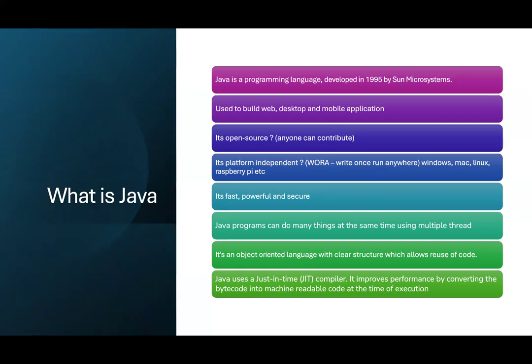This is one of the important things: Java uses a just-in-time compiler, JIT. It improves performance by converting the bytecode into machine readable code at the time of execution. We don't need to write multiple codes for different operating systems. That is because of the JIT compiler. We just need to write, and that converts the bytecode into machine readable code.